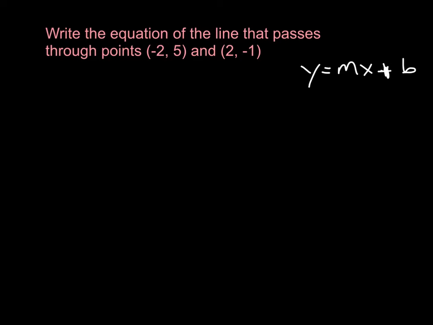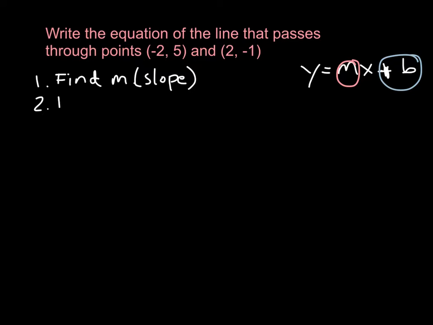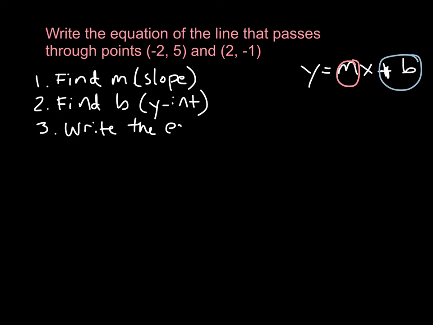All right, so in order to do this, we need to fill in a value for m, and we need to fill in a value for b. So that's our job. Our job is to first find m, so we can plug it in, the slope, right? Go ahead and write slope here. Then we need to find b, which is our y-intercept. And then we need to write the equation. All right, so step one, find the slope.